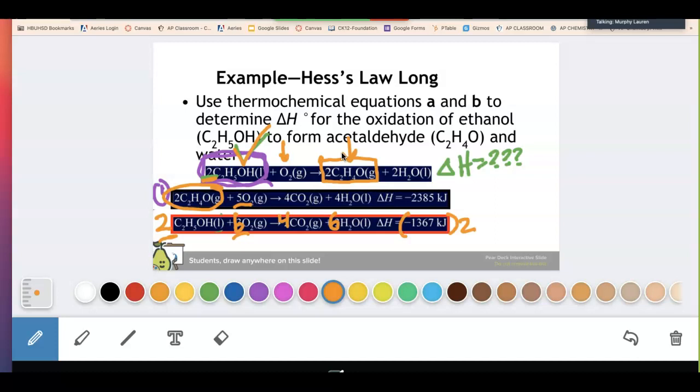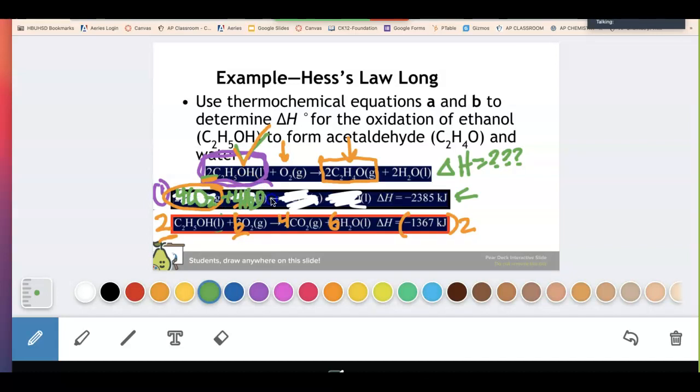So in order to make it a product, I'm going to take this equation right here, and I'm going to flip it backwards. So everything on the left goes on the right, and everything on the right goes on the left. Okay? So I'm going to make it a reverse reaction. So that means four CO2 are over here, 4 water are over here.